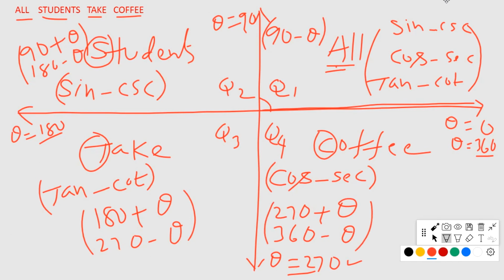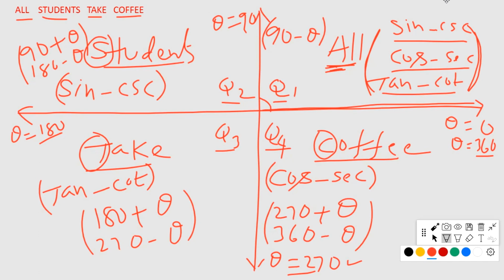Once again, all students take coffee. This is the first quadrant, this is the second quadrant, this is the third quadrant, this is the fourth quadrant. All means all trigonometric ratios: sine, cosecant, cos, secant, and tan, cot. All these 6 trigonometric ratios are positive values in the first quadrant.